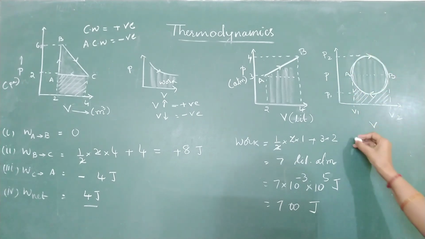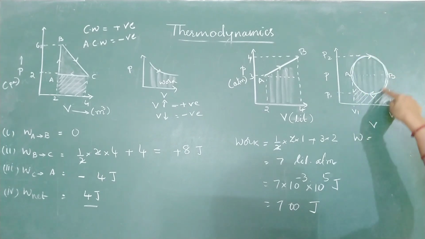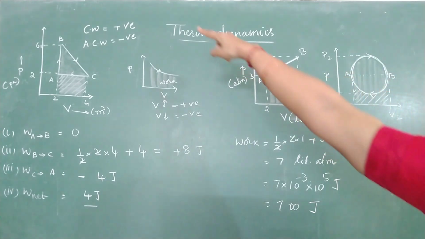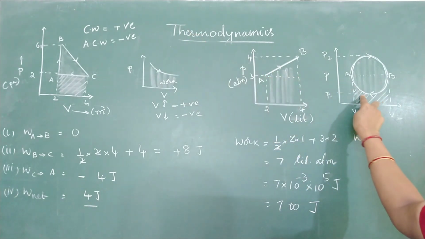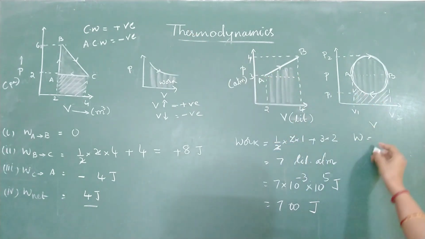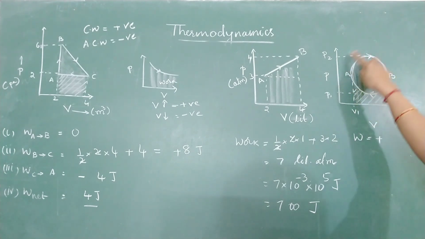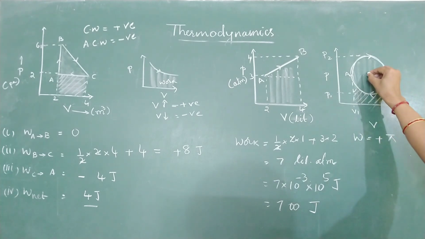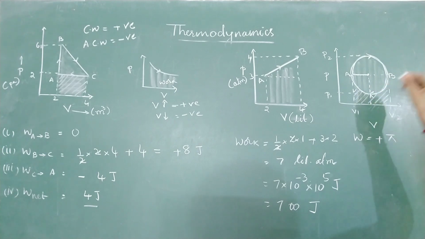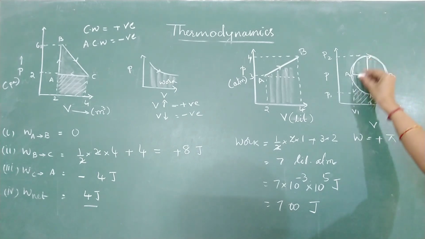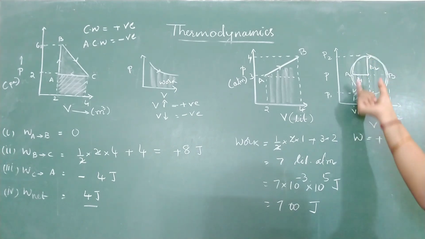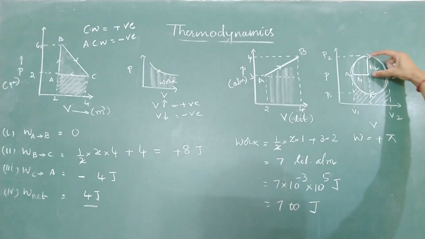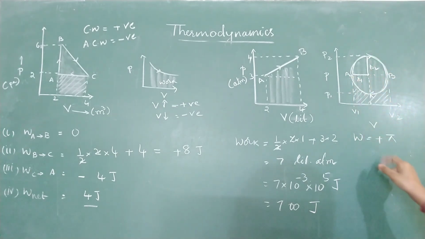What is the net work done? Is it positive? Just now I told you, clockwise we get positive answer. Anti-clockwise we get negative. So first write the sign, work done is positive. And I need area of this circle. We know area is equal to pi r square. But here I will take 2 radii. One radius on x-axis, another radius on y-axis. Dimensionally, it should be pressure into volume. How to write the area? Pi into R1 into R2.